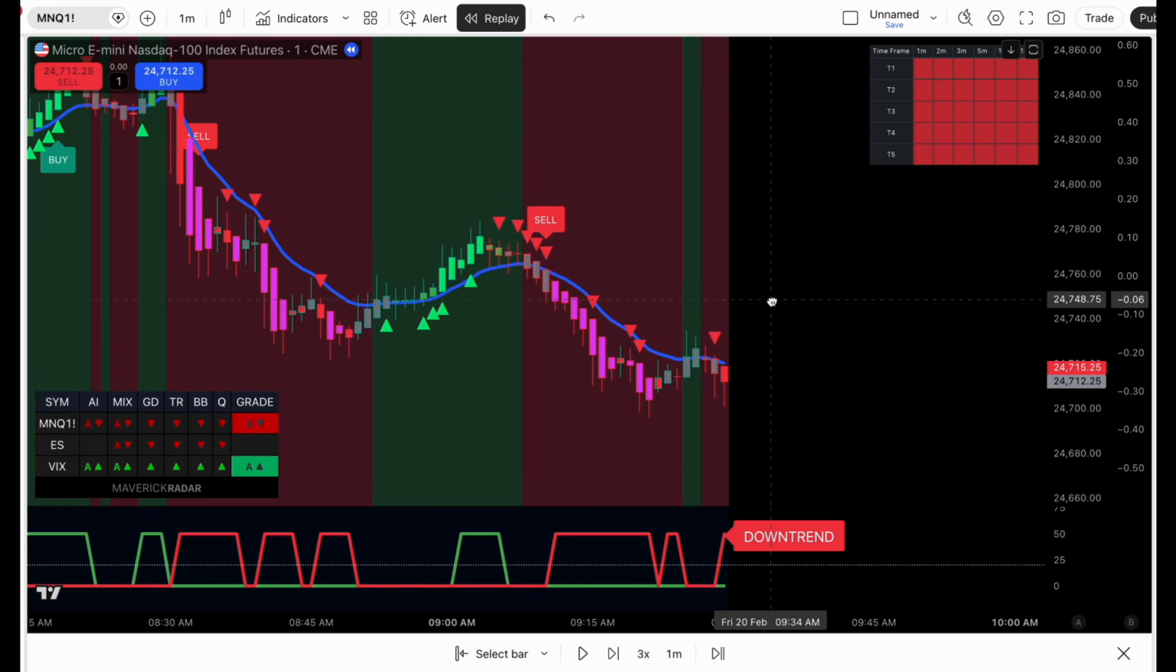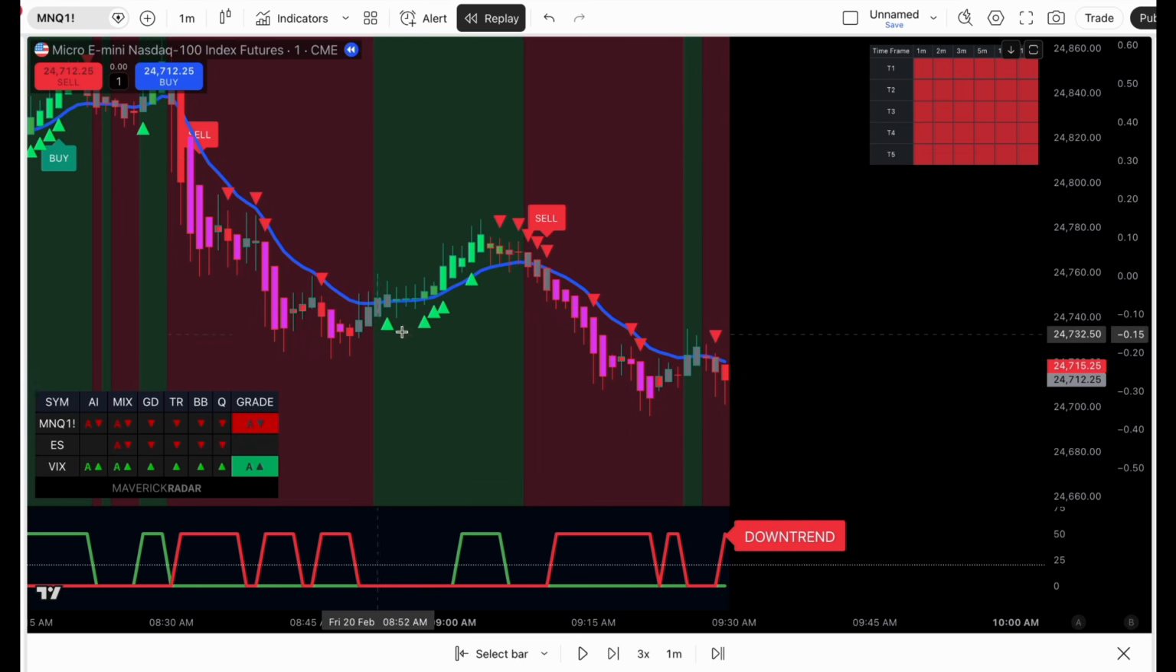All right, so we have the Maverick AI Pro. This blue line is the Maverick guide. We like to go short when we're below it, long when we're above it. You get the sell signals here. This is the Maverick signals indicator.